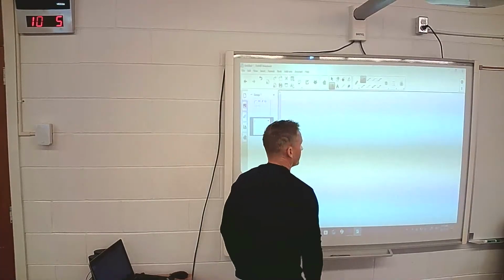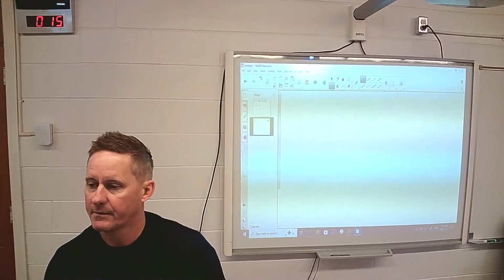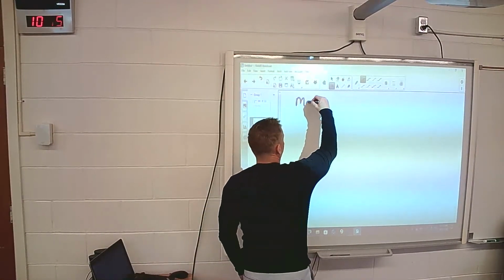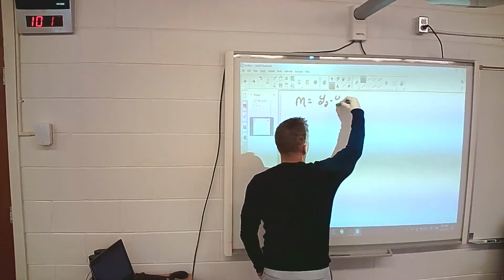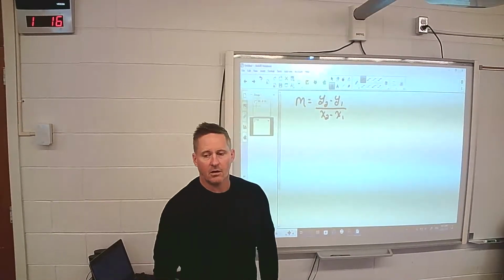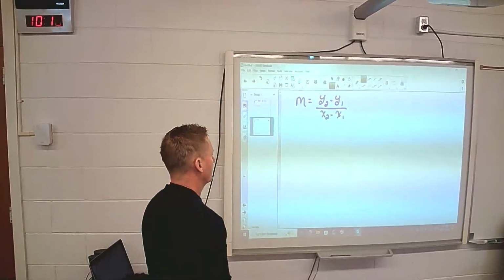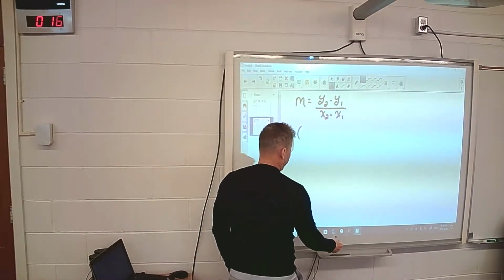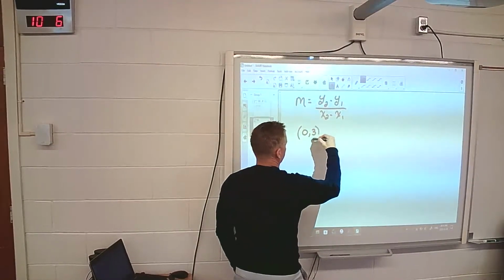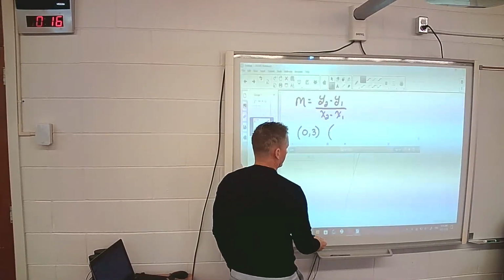So what I'm going to do, and this is what I would suggest you do each time to make this make sense and make it as easy as possible, the first thing I do on my page is write this out to begin with, so that I can see this all the time. So I have Y2 minus Y1 over X2 minus X1. The first coordinate I had was 0 and 3. The second coordinate I had was -1 and 0.